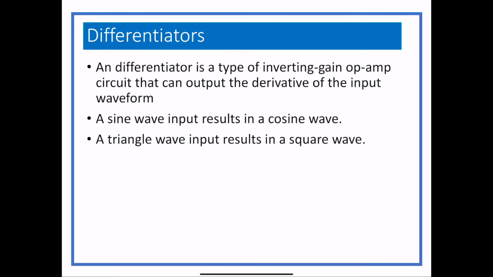A triangle wave will actually give you a square wave because the slope of the line at any given point is the derivative. So what you'll end up getting is, if you've got a positive going slope, you get the slope of the line. However, because this is an inverting amp, you actually get a negative value, so you get an inverted square wave coming out.